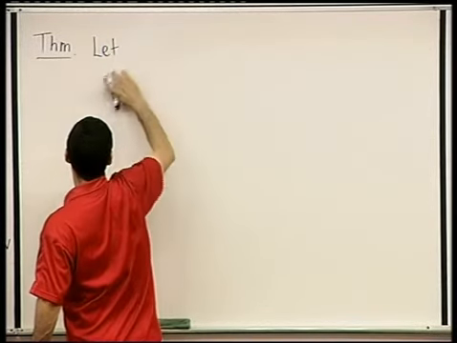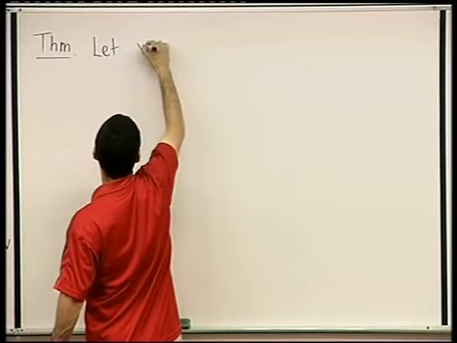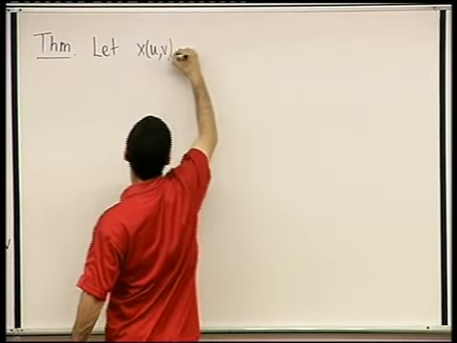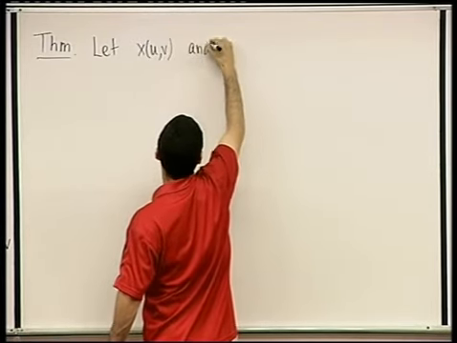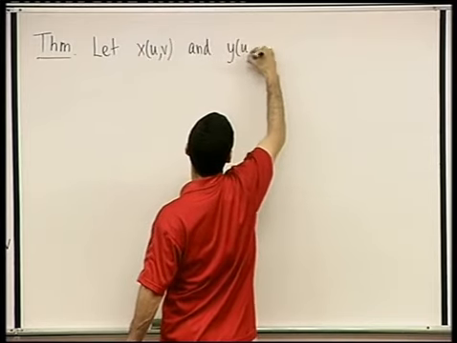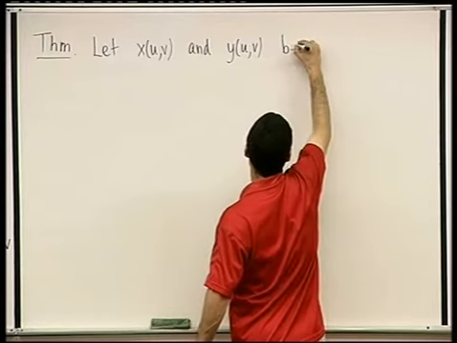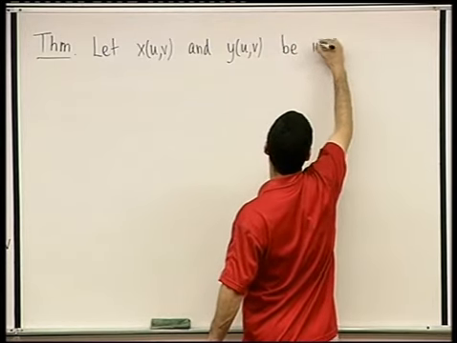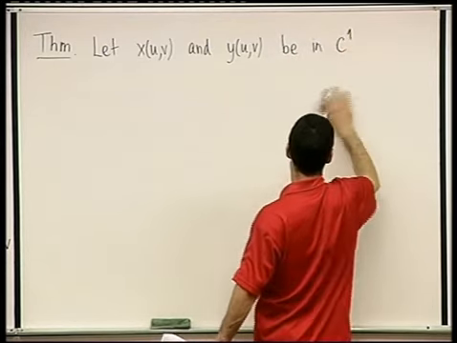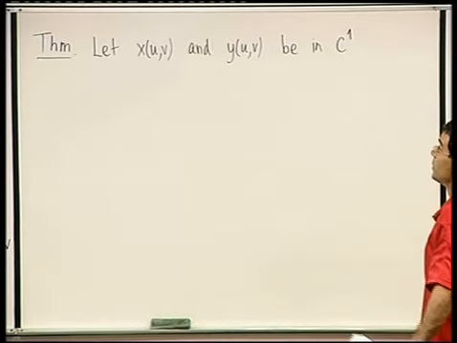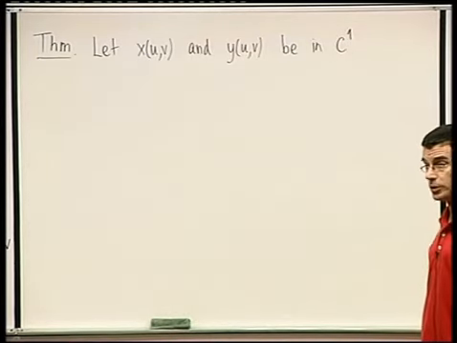Let x of uv and y of uv be in C1. So these are functions that are differentiable and have continuous partial derivatives.